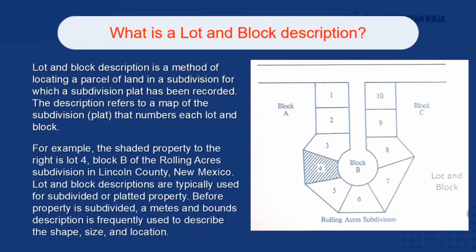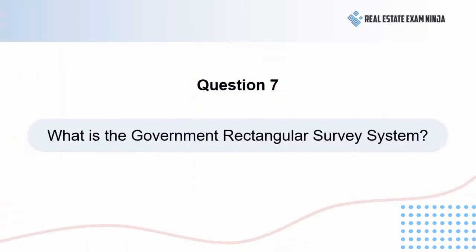For example, the shaded property to the right is Lot 4, Block B of the Rolling Acres subdivision in Lincoln County, New Mexico. Lot and block descriptions are typically used for subdivided or platted property. Before property is subdivided, a metes and bounds description is frequently used to describe the shape, size, and location.